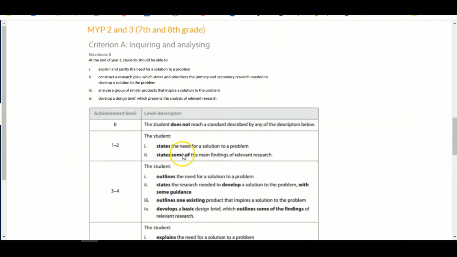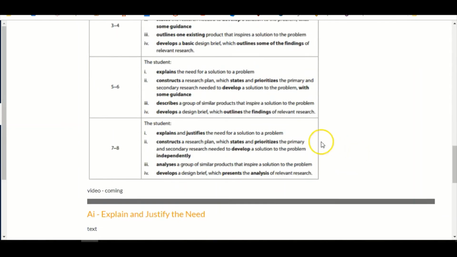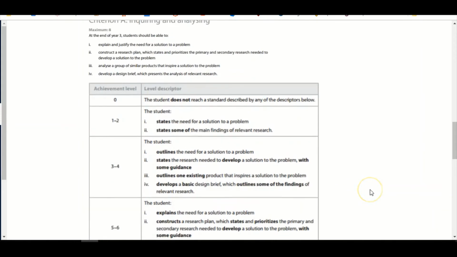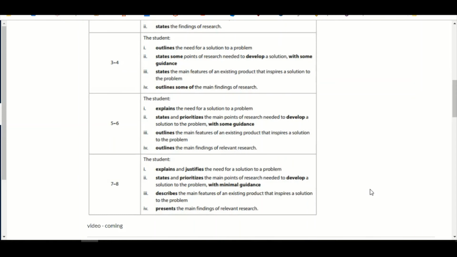The year 2 and 3, or 7th and 8th grade rubric, works exactly the same, and it has the same topics: need for a solution to the problem, a research plan, product review, as well as your design brief with your relevant research. However, you can see that there are a lot more details involved, and that is why I'm making these videos, so that we can break all of those down and make them easier to understand task by task on each criteria as we move through the design process.